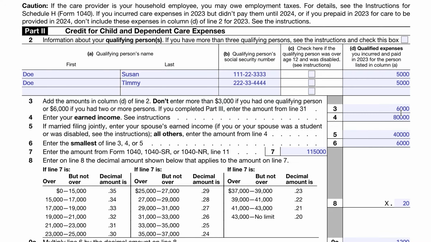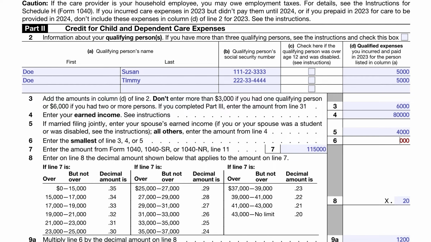It's different from just pulling a line from your 1040. So there are some adjustments you need to account for. In line 5, if you're married filing jointly, you would enter your spouse's earned income. Otherwise, you would just enter your own number from here to here. And in line 6, you're going to enter the smallest. So these lines basically help you determine the amount of expenses that you can possibly claim towards a credit. If John's wife Mary only earned $4,000 during the year, then the maximum expenses that you would be able to claim would be $4,000.